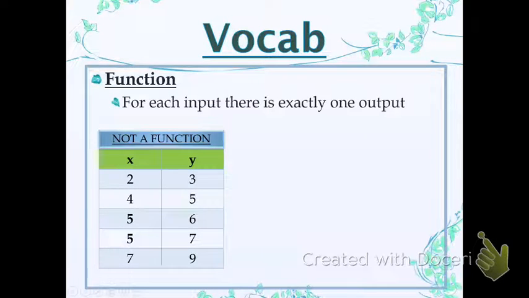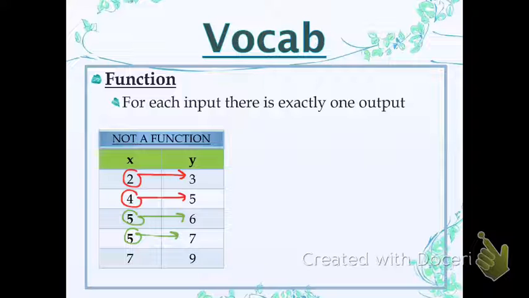Here's a non-example. This is an example of something that is not a function. The reason is that 2 is only paired with 3, 4 is only paired with 5, but 5 is paired with both 6 and 7. Because 5 gets paired with 2 different outputs, that makes this not a function.